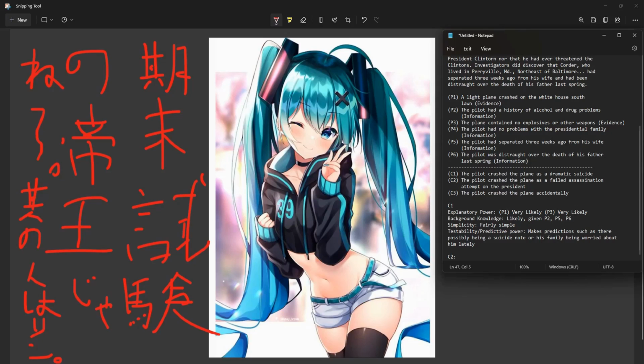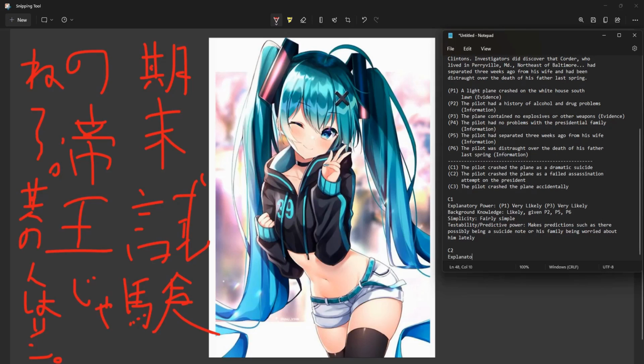P1, explanatory power. You'll know that for P1, this will be very likely. However, for P3, it is not likely at all, because the plane had no explosives or other weapons, so it's not likely that he was trying to make any attempt on someone's life.